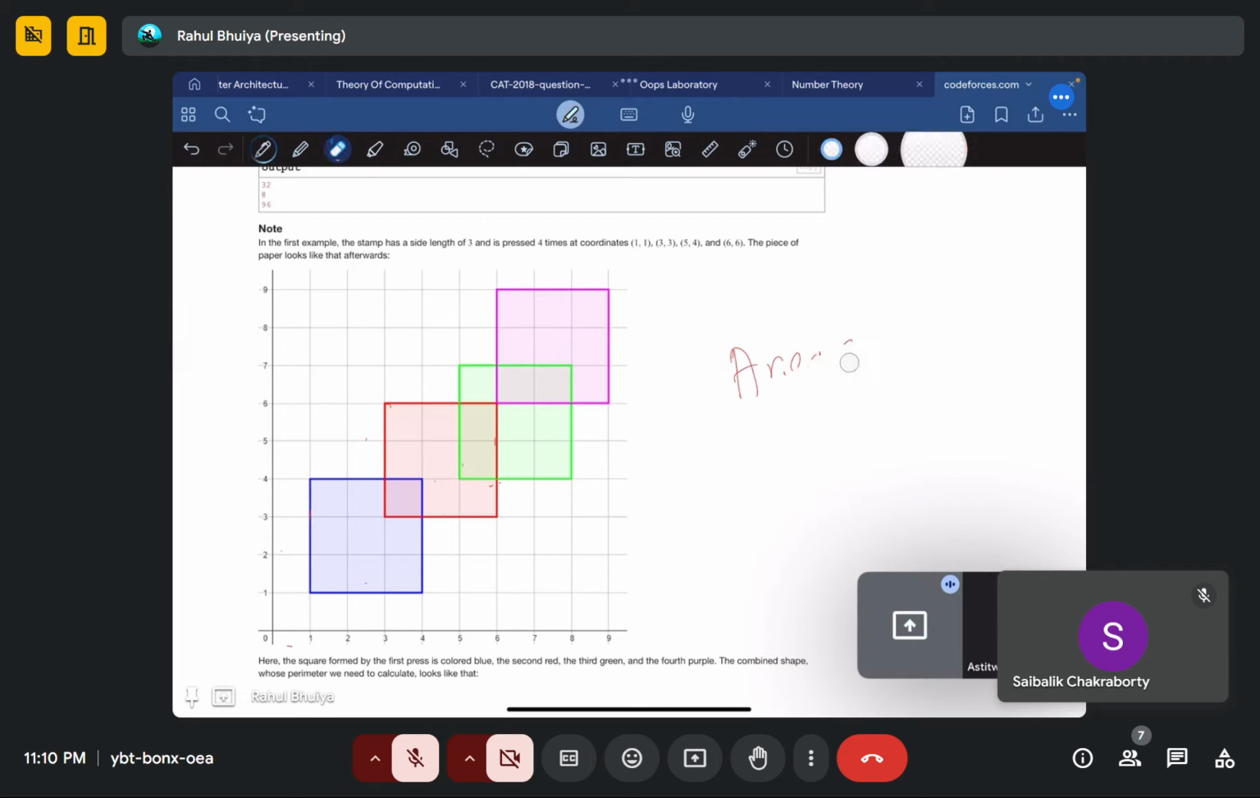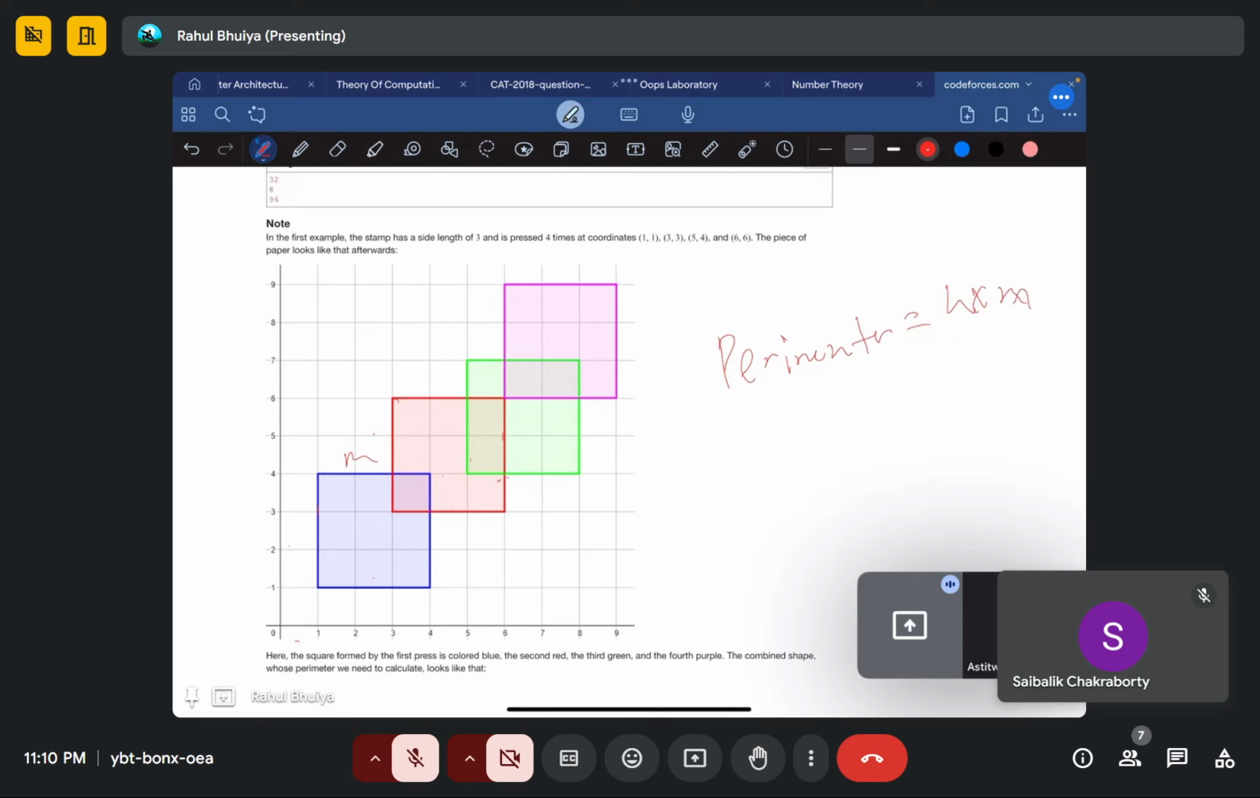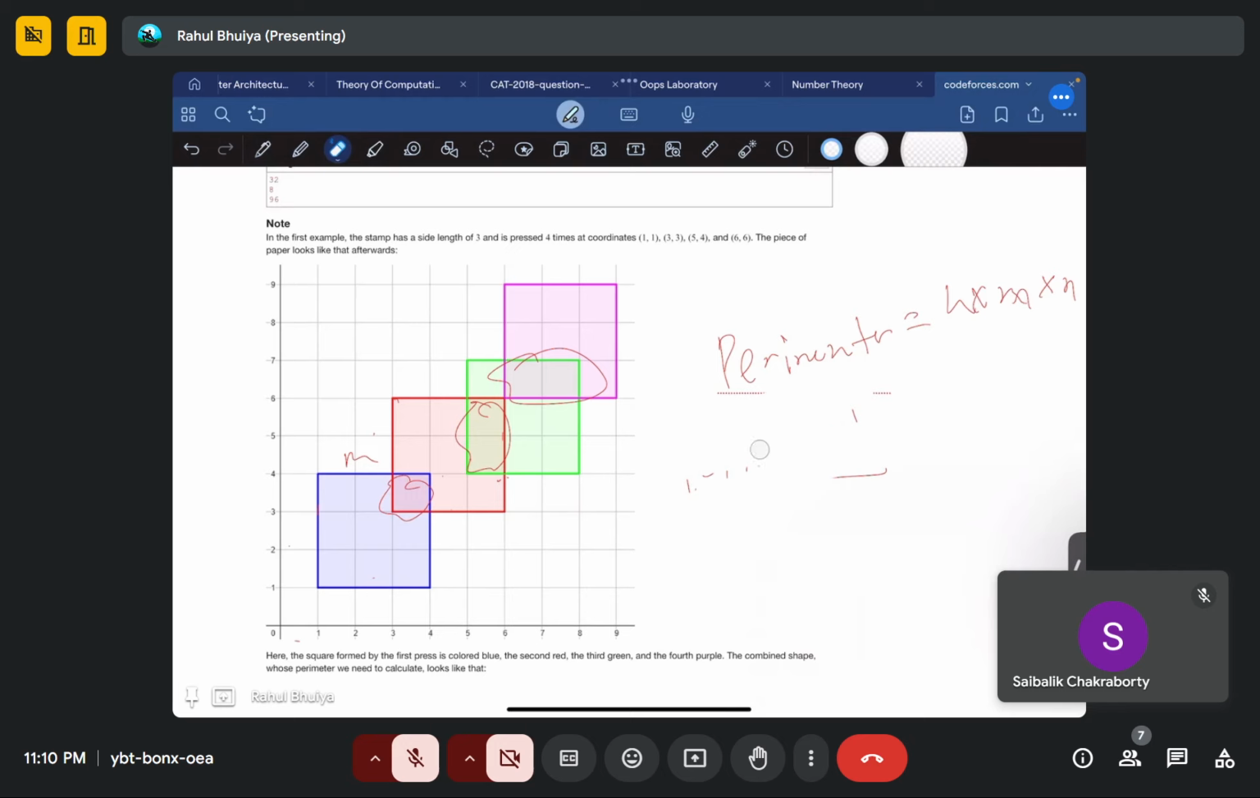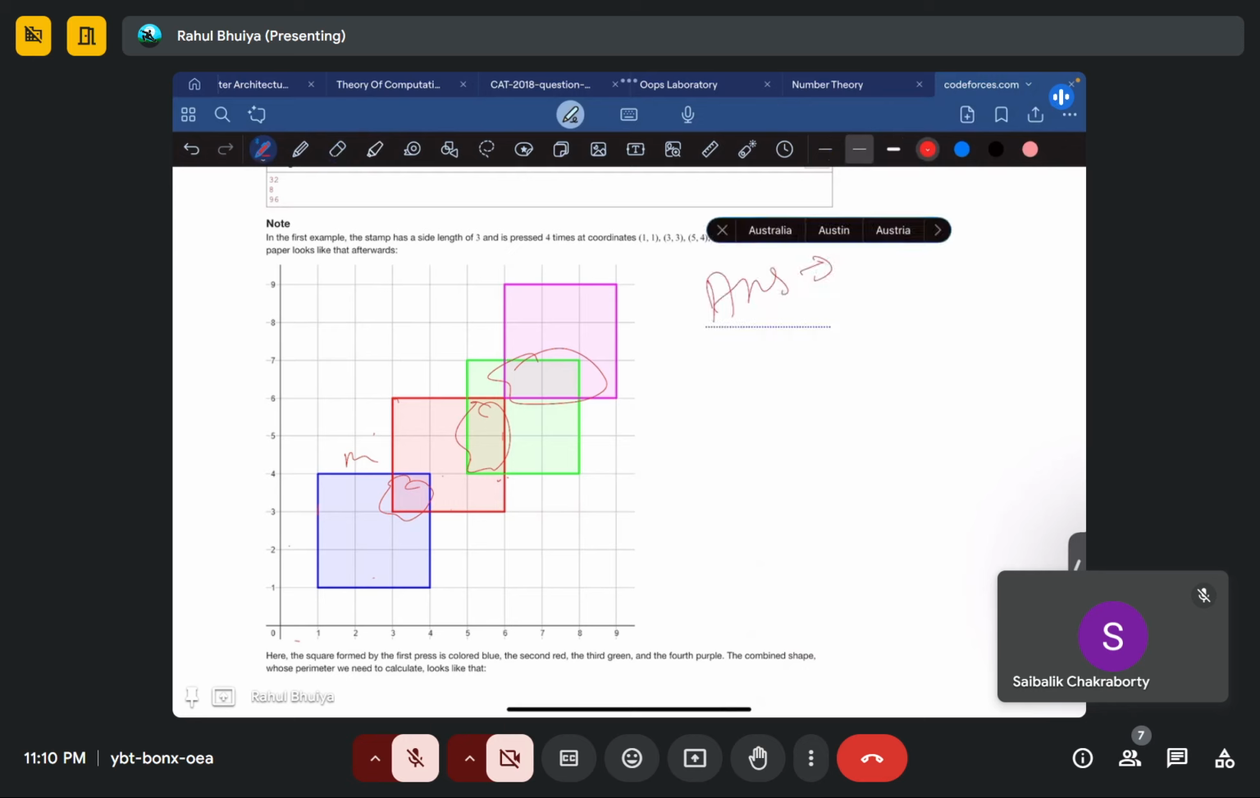No, sorry, we are trying to find the perimeter. The perimeter would be 4 into m, because each side is equal and the perimeter of a square is the sum of all the sides, 4 into m, and there are n stamps so we are multiplying it. So if there was no intersection then this would be the answer. Since there is intersection we have to delete this part, this part, this part. So how to do it? We know the total answer, if there was no intersection, would be 4 into m into n.